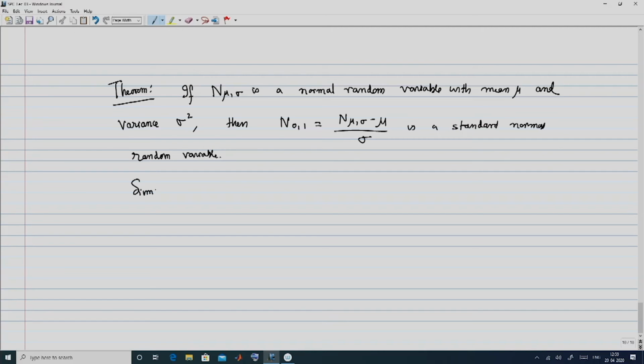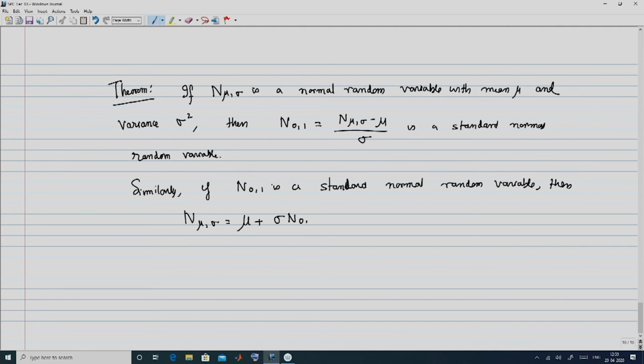On the other hand, in a similar manner, if N(0,1) is a standard normal random variable, then N(mu, sigma) equal to mu plus sigma N(0,1) is a normal random variable, obviously with mean mu and variance sigma square.